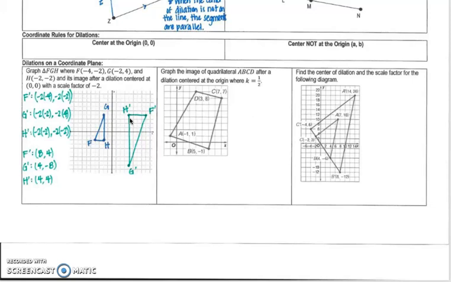And that would be how you dilate using the center 0, 0. So multiplying, it is twice the distance away. If I count here, I'm 1, 2 to this segment. If I count this one, I'm 4 spaces away to my dilated figure.